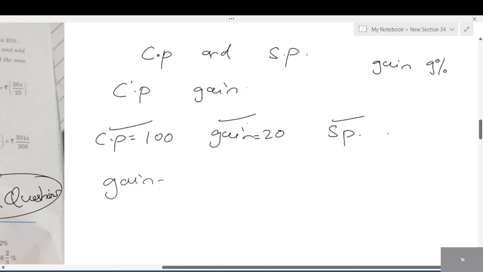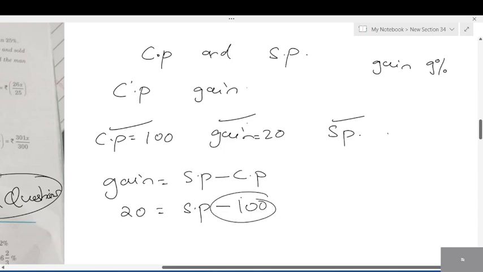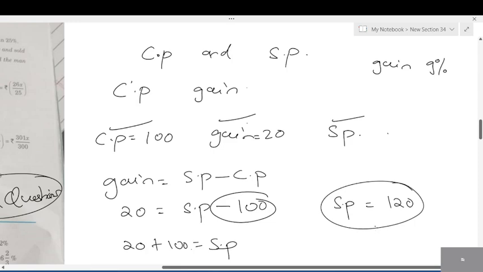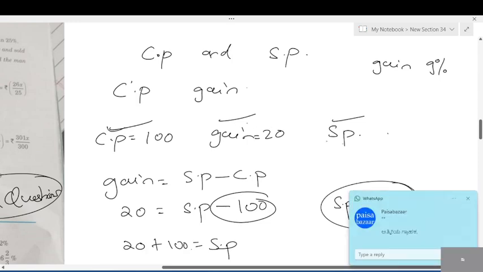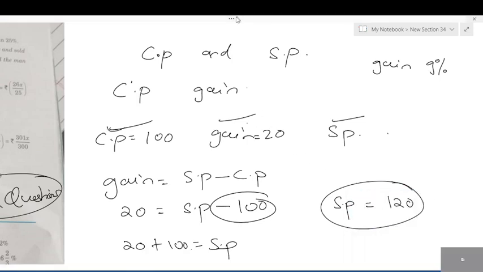Gain is equal to SP minus CP. What is the gain we got? Gain 20. In place of SP, I keep it as it is. What is CP? 100. This minus 100 will go to the other side and become plus. So what is the selling price? 100 plus 20 is 120, right? So when they give cost price and gain, we find the selling price.